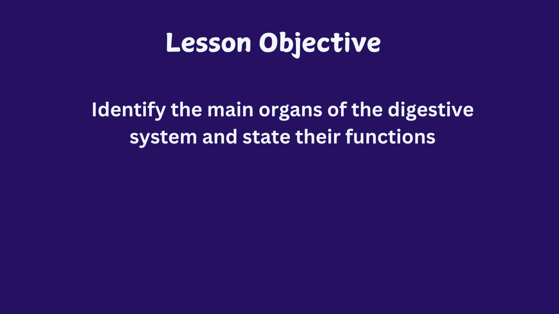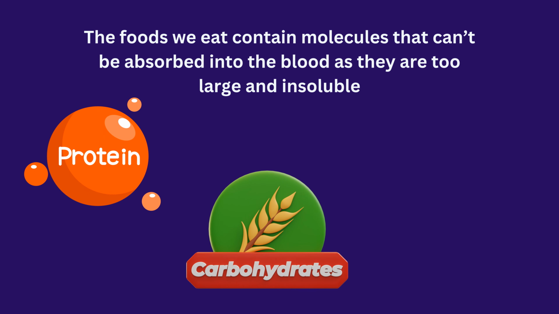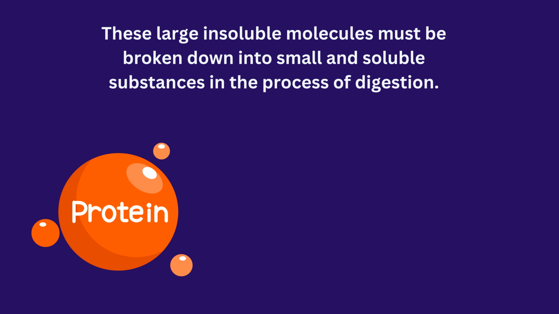The lesson objective is to identify the main organs of the digestive system and state their functions. The foods we eat contain molecules that can't be absorbed into the blood as they are too large and insoluble. I'm talking about molecules such as proteins, carbohydrates, and lipids. These large insoluble molecules must be broken down into small and soluble substances in the process of digestion.